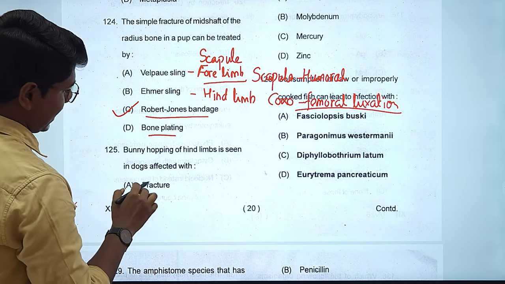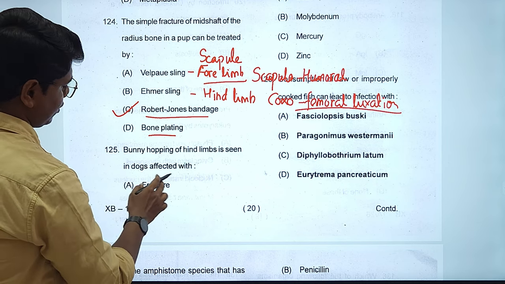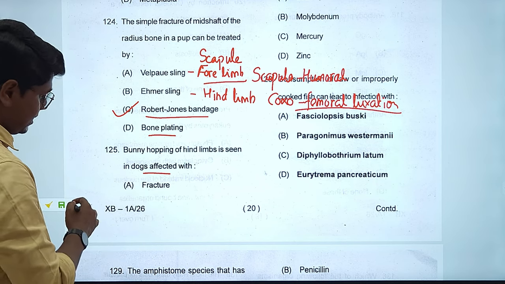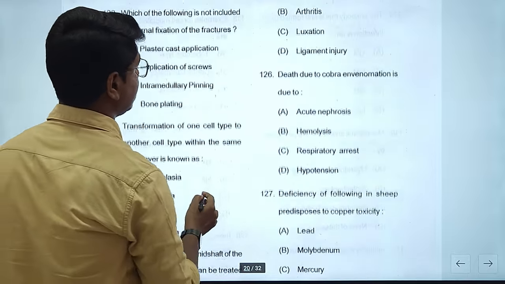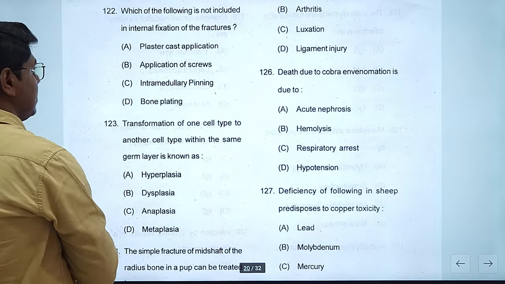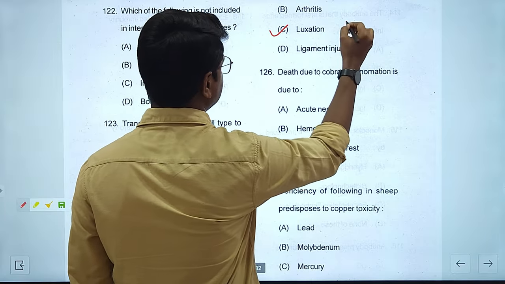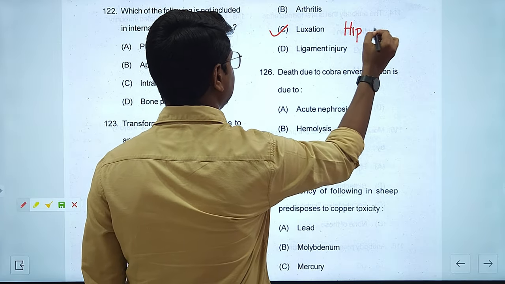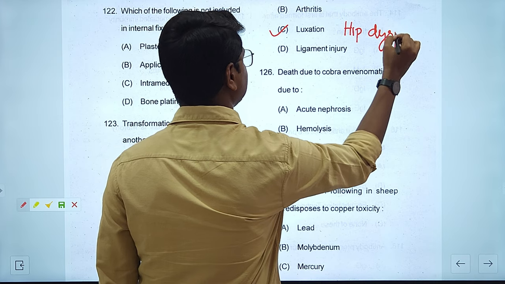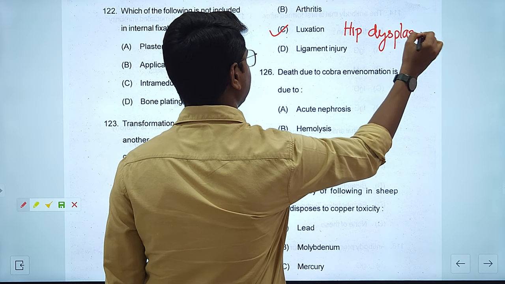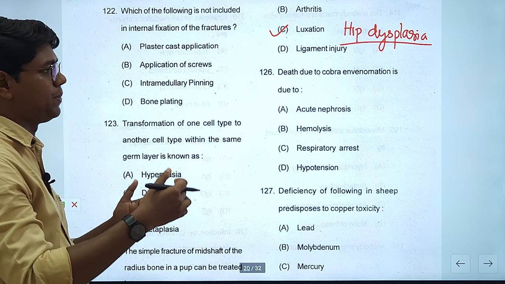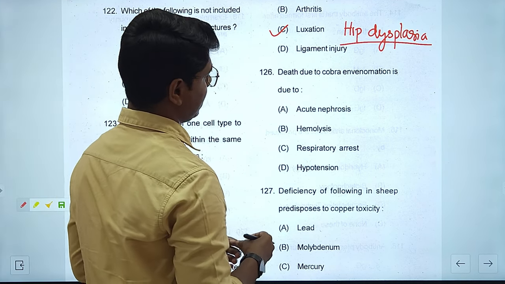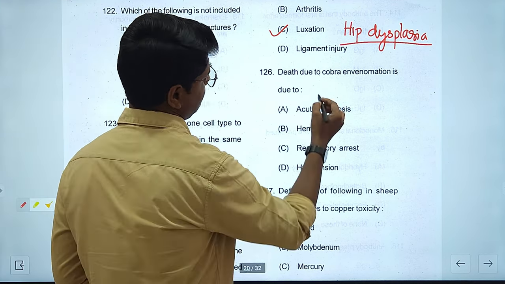Bunny hopping of the hind limb is seen in dogs affected with two conditions. One is the luxation, coxofemoral luxation, another is hip dysplasia. The answer is luxation here, and also in case of hip dysplasia, bilateral hip dysplasia. In hip dysplasia, you will also find this bunny hopping, in which the animal while walking will move both limbs like jumping.